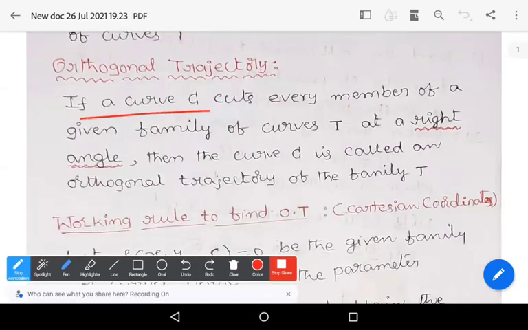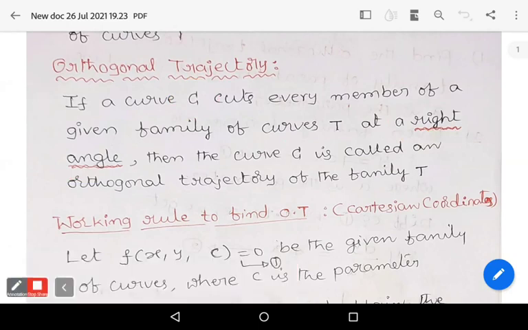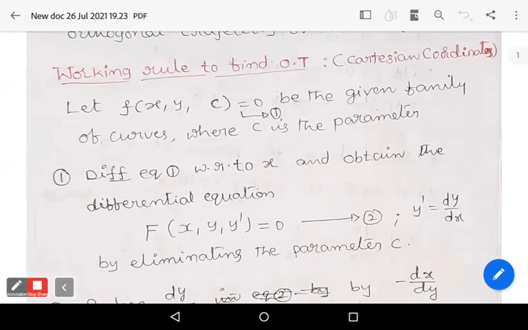Let us see. If a curve C cuts every member of a given family of curves T at right angle, here the specified rule is the right angle. The curve C intersects every member of the family of curves T at right angle. That is the specified rule. Then we say that C is an orthogonal trajectory of the given family of curves. That's it. Let us see the working rule to find the orthogonal trajectories.